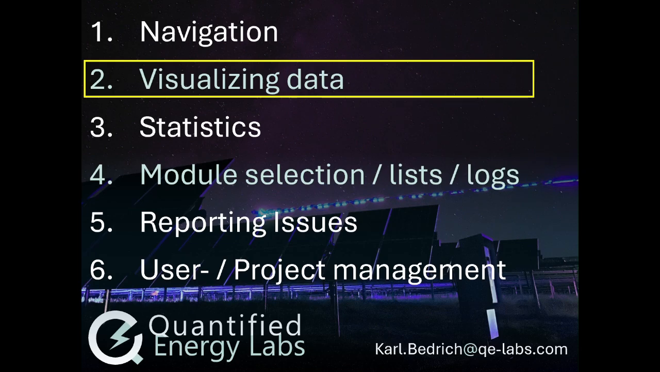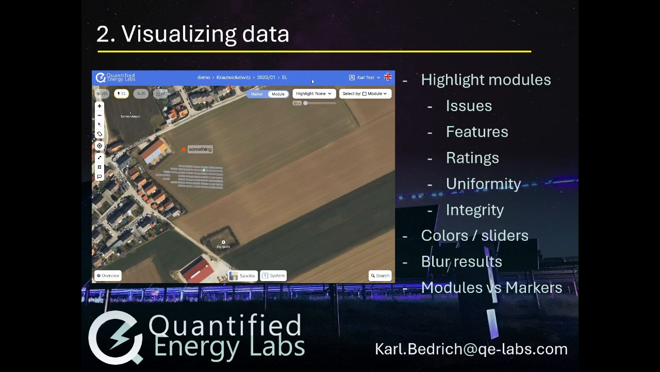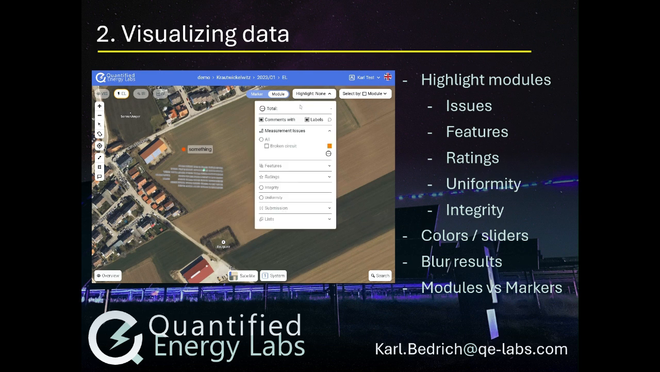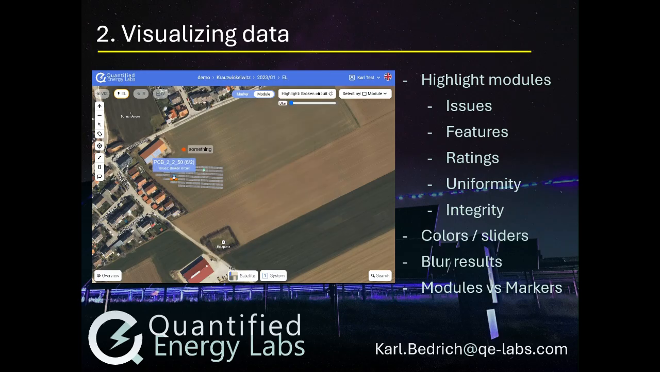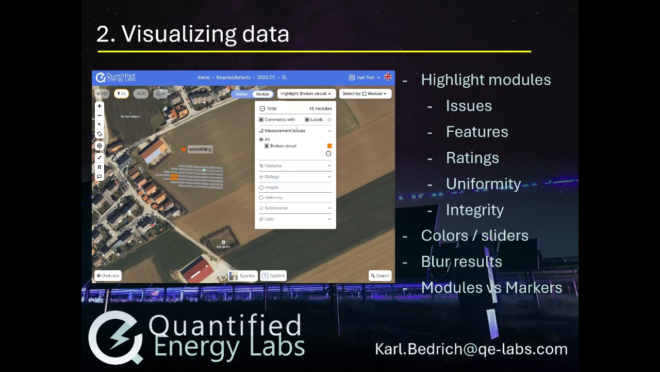Next, let's speak about data visualization. You can use the highlight drop-down to show and hide different features. You can show and hide the comments or just the label of the comments. You can show the different measurement issues, such as broken circuit, which has been marked here. You can also show different features. Let's have a look. There are cells with backsheet scratches, cracked cells, and severely cracked cells.